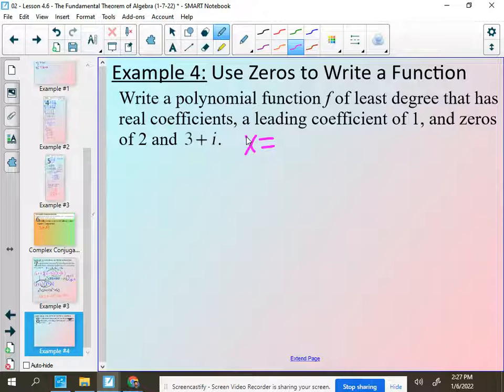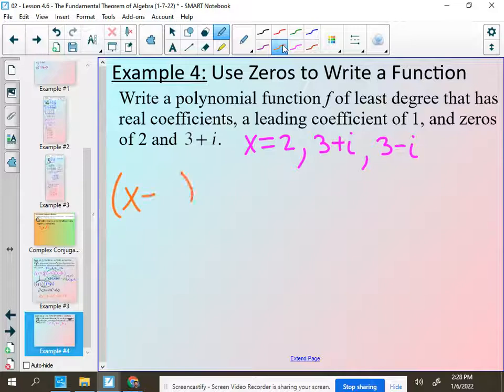Zero. So x equals 2, x equals 3 plus i, and we need to know that if 3 plus i is one of the zeros, 3 minus i, the conjugate, also has to be one of the zeros. What did we do on the last one? We kind of set it up where it was x minus, I'm going to leave a little space because I know these are bigger, and then x minus.